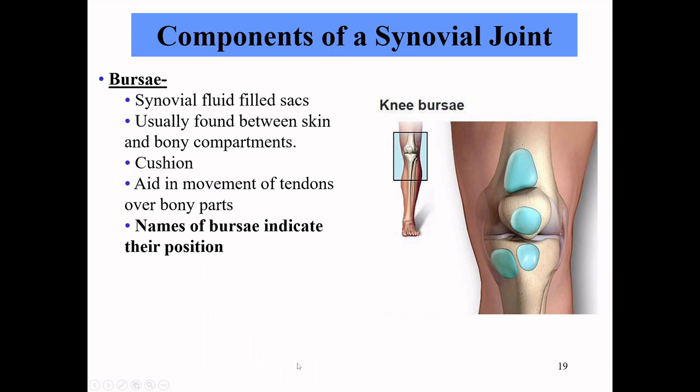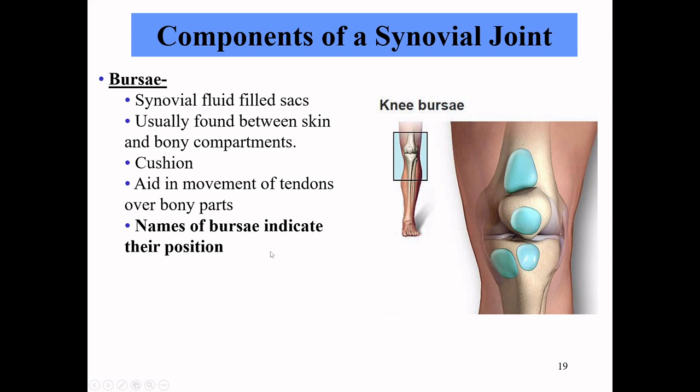Bursa are little sacs filled with synovial fluid. We typically find them between the skin and something bony. Their job is to cushion and to help aid in the movement of tendons from muscles over bony parts. So when we're moving our arm or our leg around, we have these bursa set up to help the tendons of the muscles that are attached to the bones slide over the joint, so they're not getting snagged up on any of the processes sticking out of the bones in that joint.